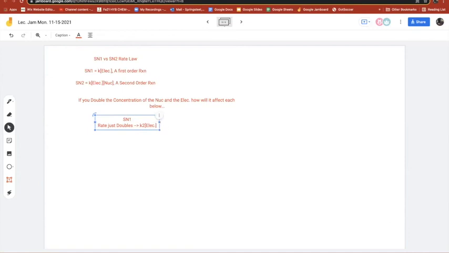But how does that affect the rate of SN2? Quadruples. Because now we have to consider both: double the concentration of the electrophile and double the initial concentration of the nucleophile. So that's 4 times as fast.